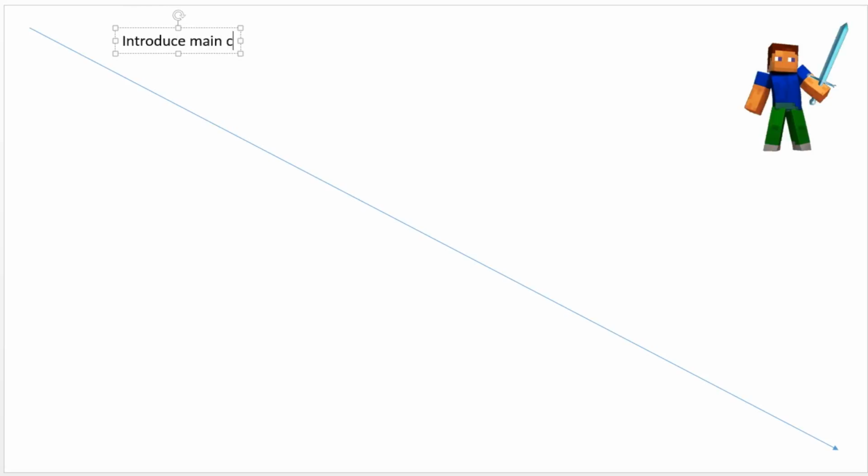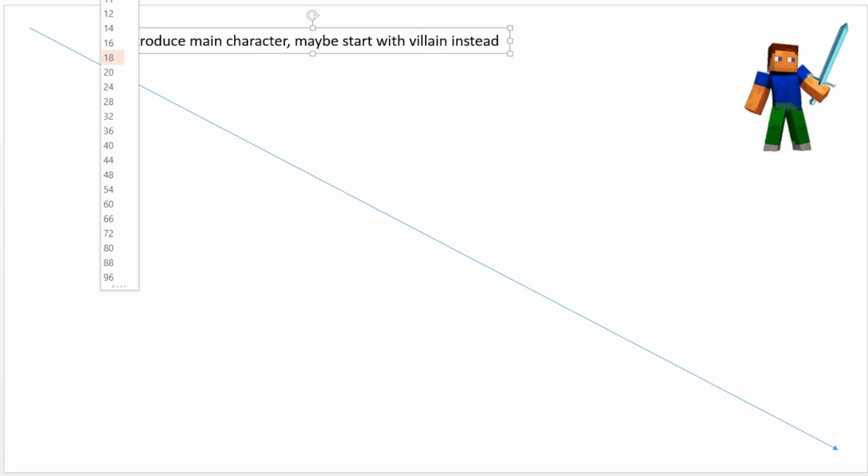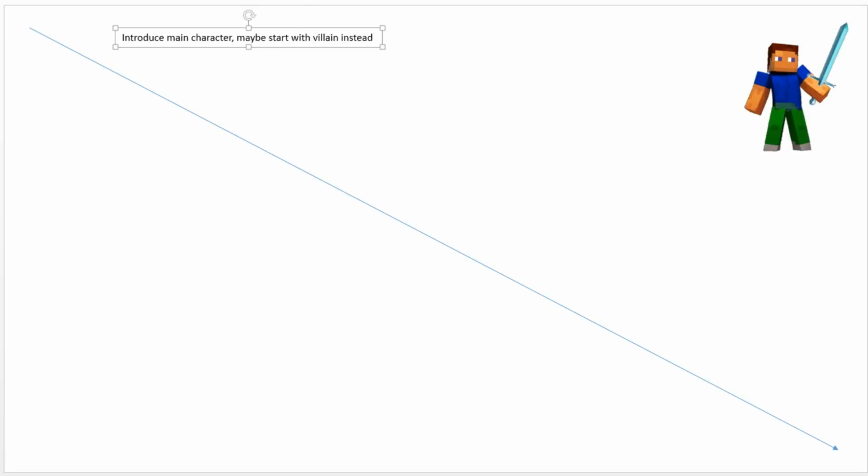Introduce the main character. Sometimes I start with the villain instead. So I don't always start off with game night. Sometimes I start off with the bad guy. Maybe it's Herobrine, maybe it's Erebus, maybe it's one of those guys. It doesn't have to be the good guy. I've done many where I've started off with the bad guy, typically Herobrine.